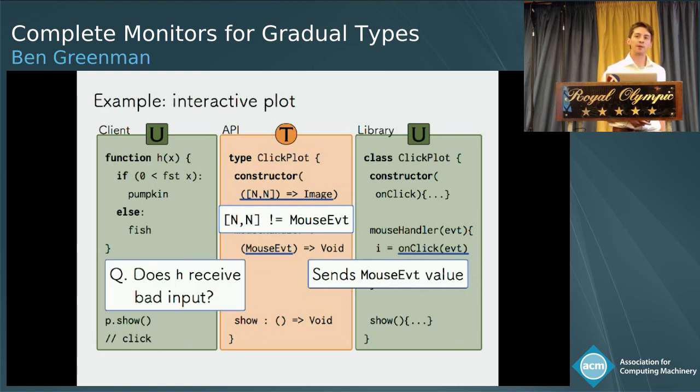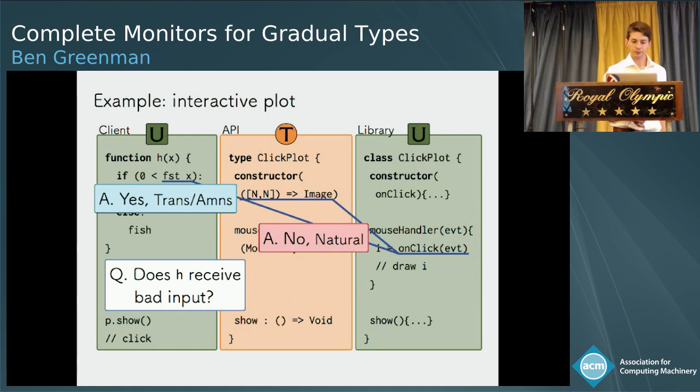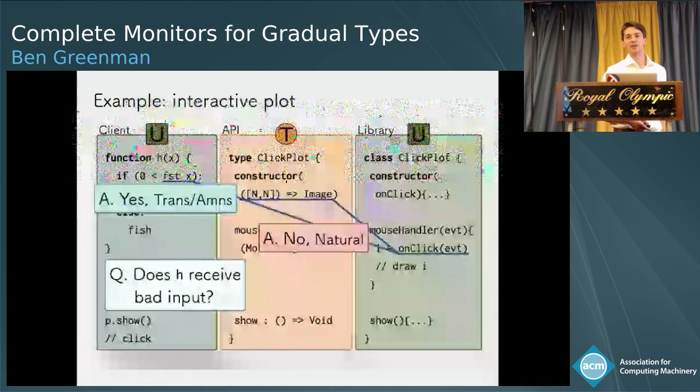So our question is, what happens to the poor client who relied on these types to experiment with a new program, but the types misled the programmer? Or the types have a claim which may or may not be enforced. Okay, so with transient and amnesic, the value goes through to the client. And with natural, it stops because the type is checked and it says, mouse event is not a pair of numbers. Now, imagine the chaos if there was an amnesic TypeScript.